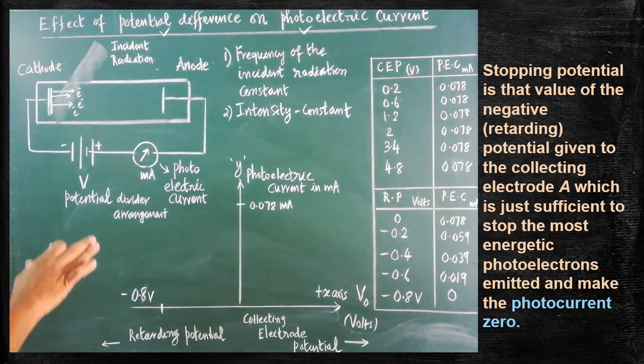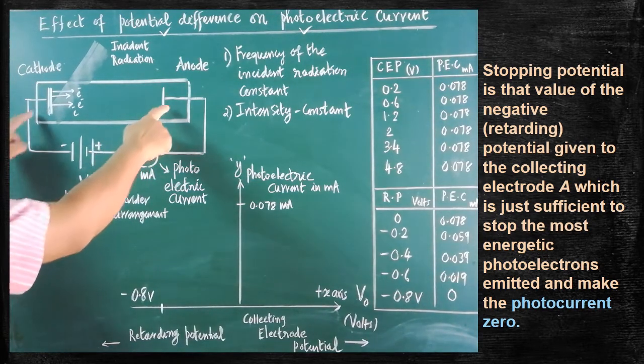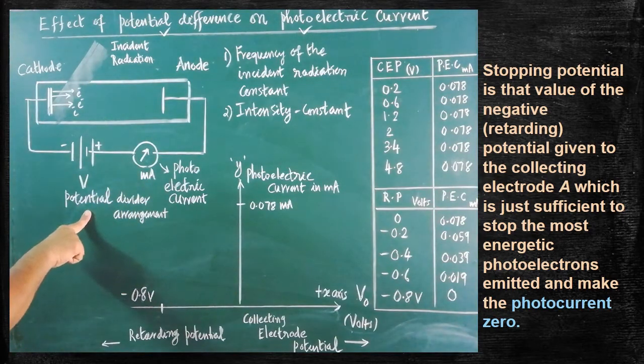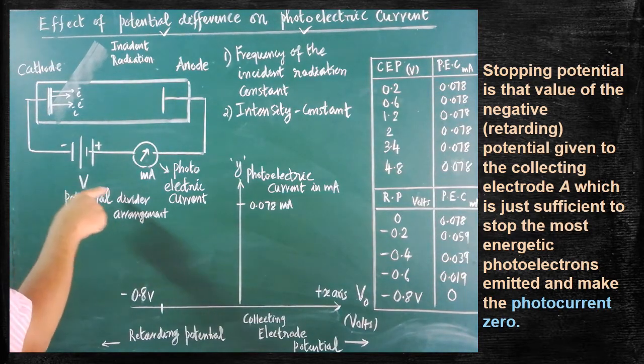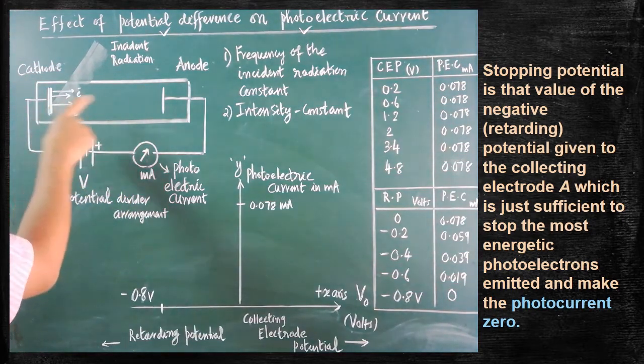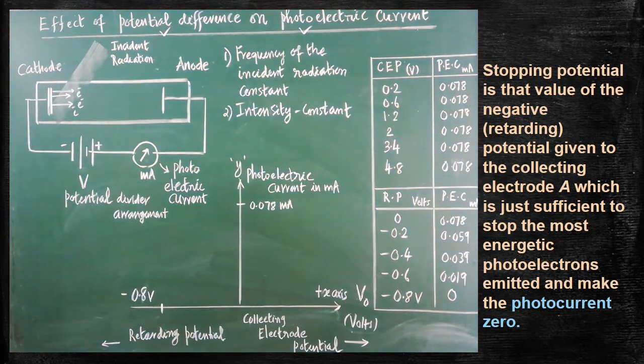Now we are going to vary the potential difference across the cathode and anode. Potential difference means that with the help of the battery, the source of electricity, the voltage across the cathode and anode must be varied. The potential divider arrangement is very useful for changing the polarity also. Not only can the voltage value be increased or decreased, even the polarity of the cathode and anode can be altered with the potential divider arrangement.